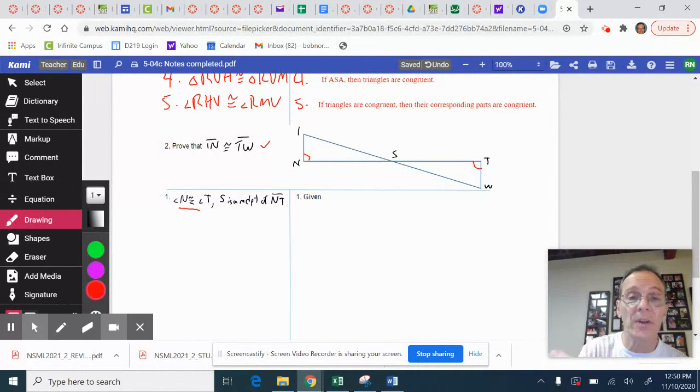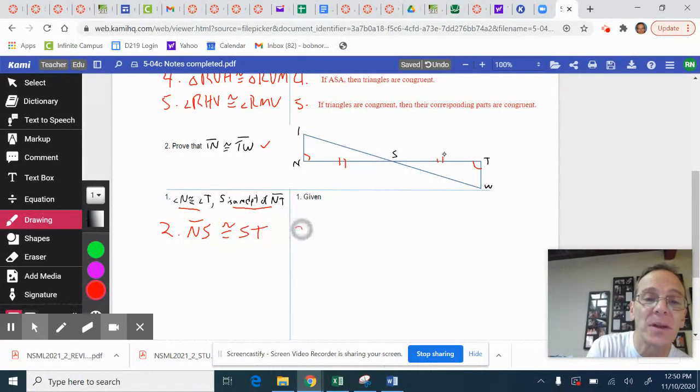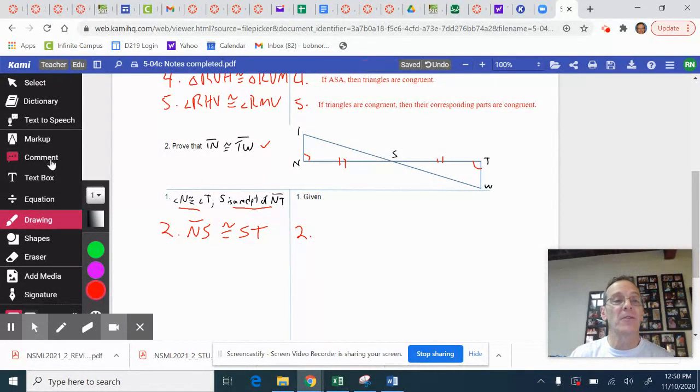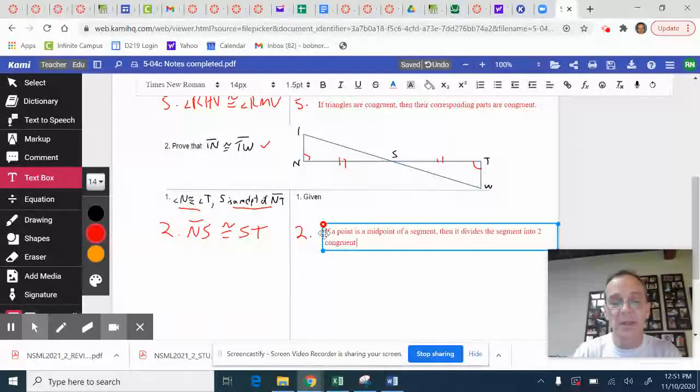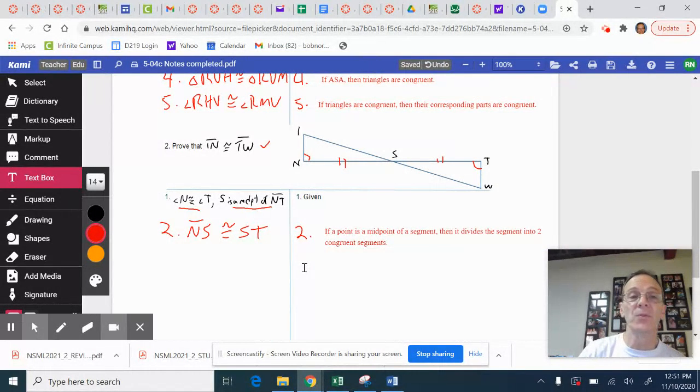Again, some of you might be in a hurry to mark, oh, see, that information means I can do this. Well, not until you write down the explanation for why that given statement allows you to do that, right? So yeah, NS is congruent to ST, but you better give me the reason, okay? And the reason is if a point is a midpoint of a segment, then it divides the segment into two congruent segments. Okay, so there's our step number 2.